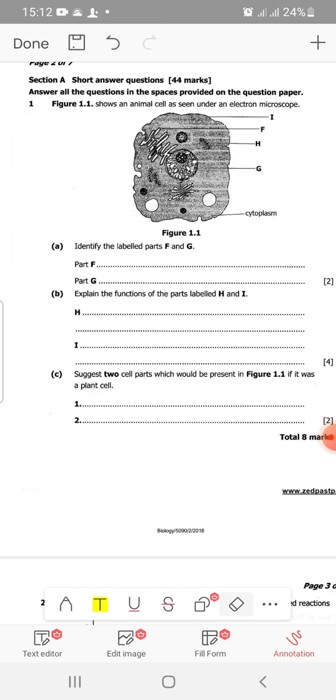Identify the labeled parts F and G. So the part labeled F, which is this part here, that is the rough endoplasmic reticulum specifically. And then G, that is the nucleus. Okay, specifically this is pointing the nuclear.